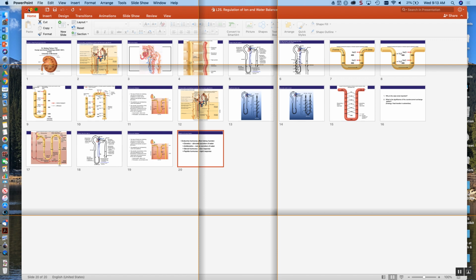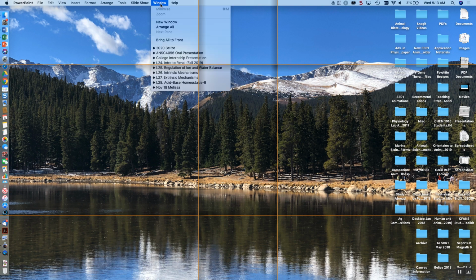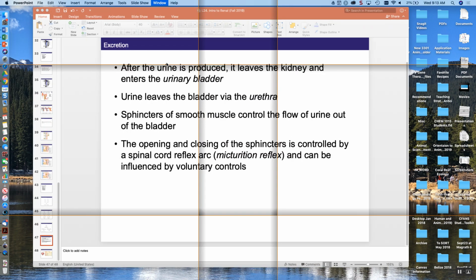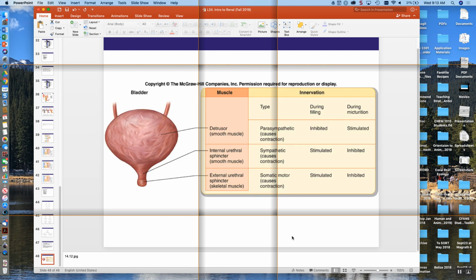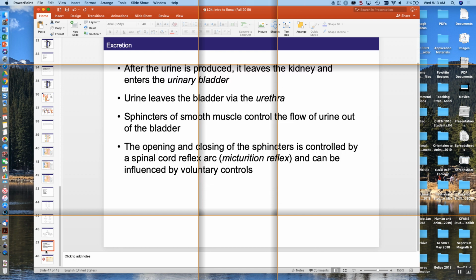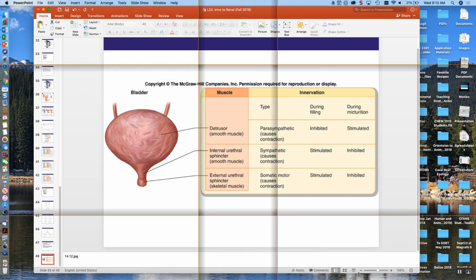All right, so let's go back to the intro section. I want to finish up with the bladder here. Here's where we left off. There's only one more slide that we didn't get to last time. We're going to revisit right now the autonomic nervous system.